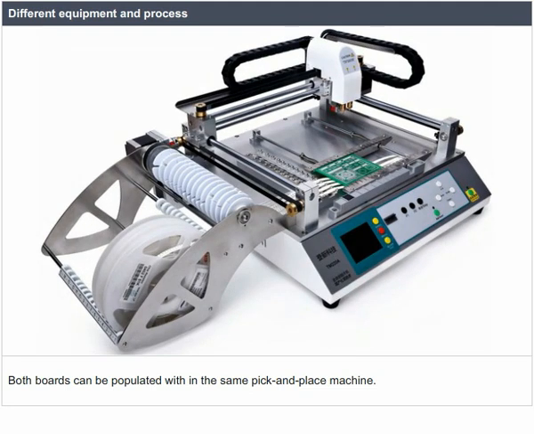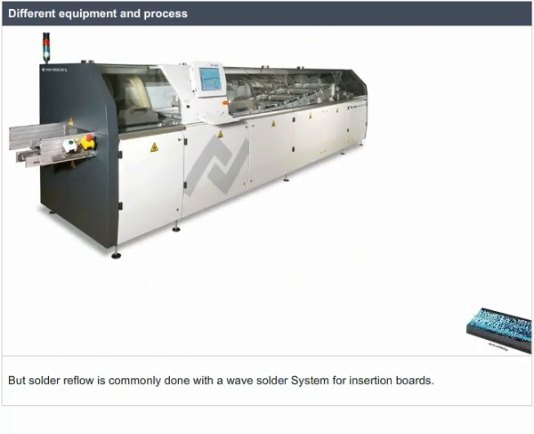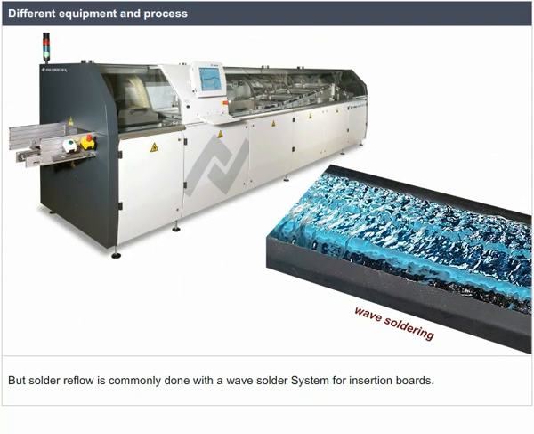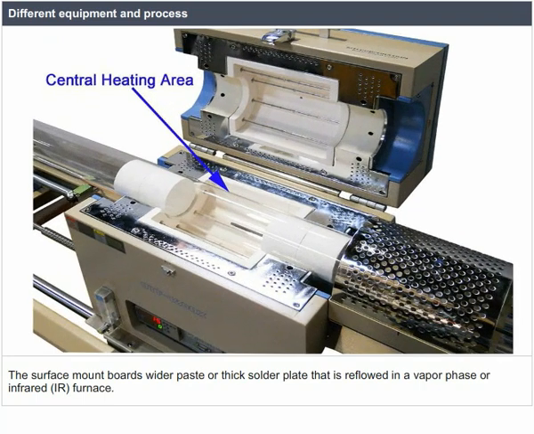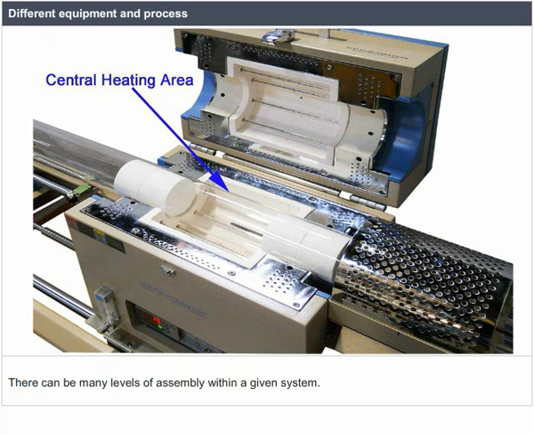Both boards can be populated within the same pick and place machine. But solder reflow is commonly done with a wave solder system for insertion boards. The surface mount boards use wet paste or thick solder plate that is reflowed in a vapor phase or infrared furnace.